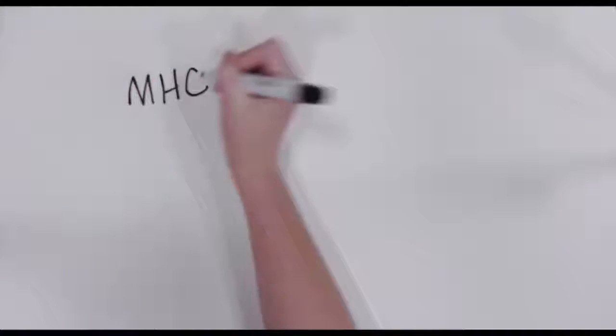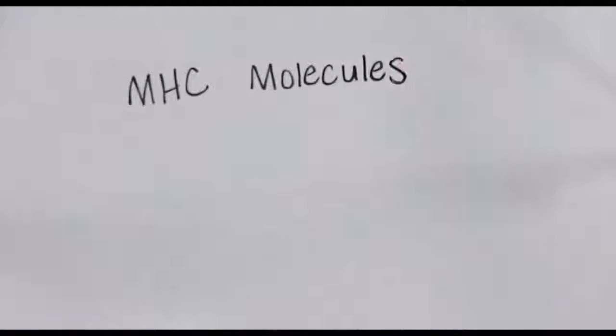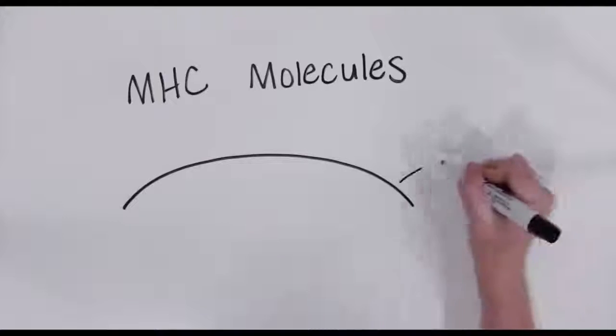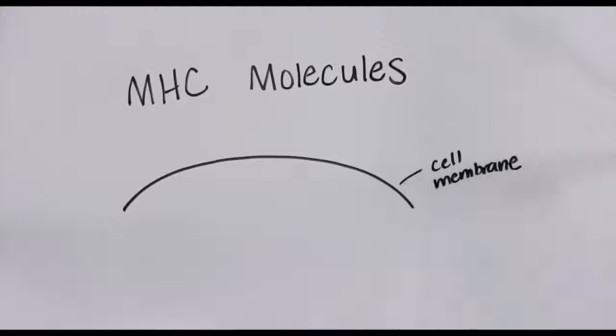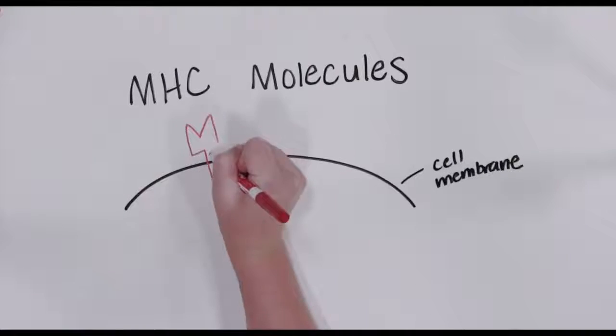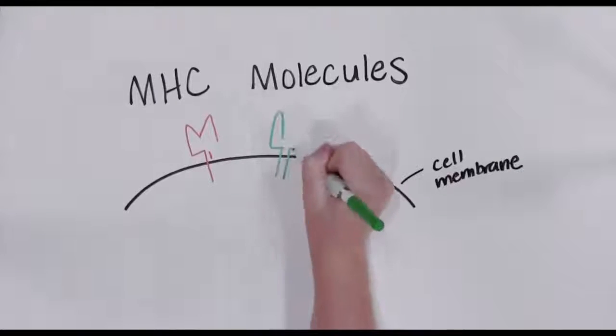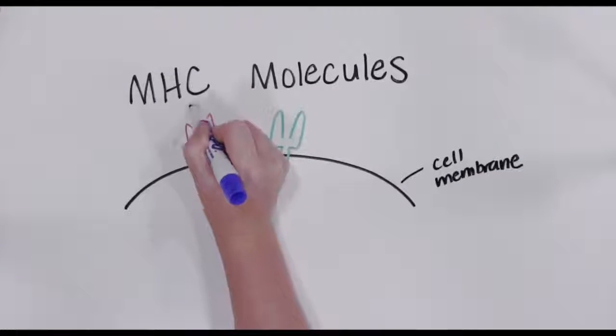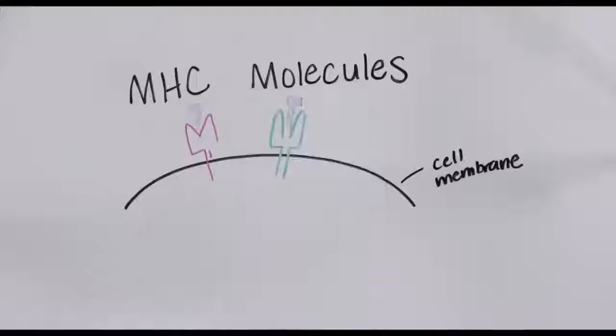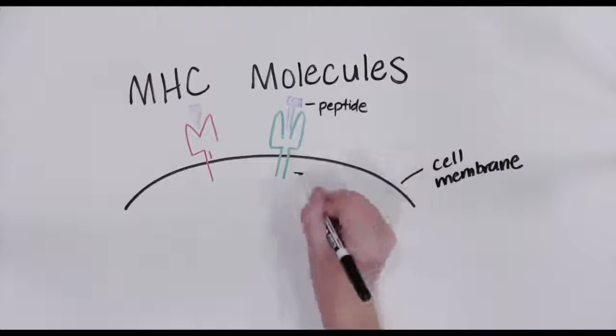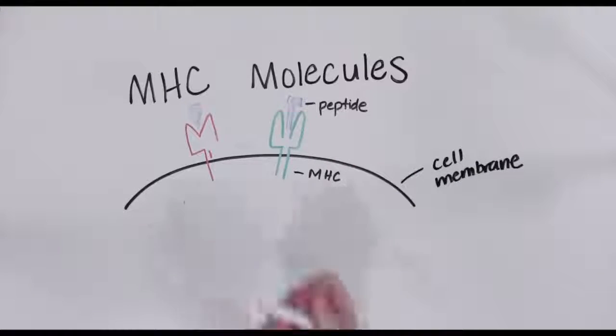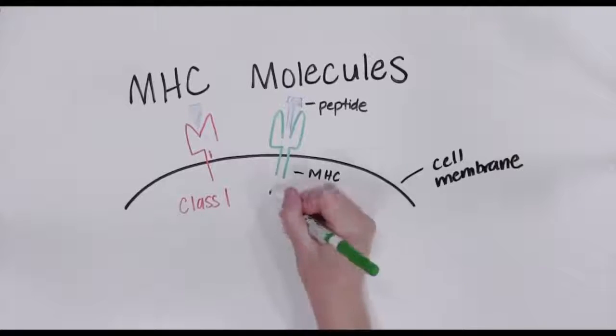Major histocompatibility complex, or MHC molecules, are membrane proteins involved in adaptive immunity, which have the ability to display peptides of varying lengths for recognition by T cells. On a healthy cell, the displayed peptides are typically self-peptides, but when a cell is infected, foreign peptides will be displayed. There are two classes of MHC molecules, Class 1 and Class 2.